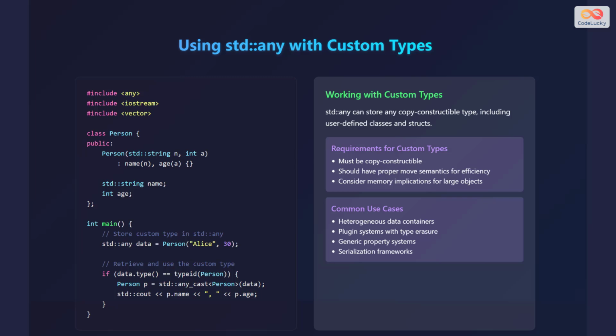Requirements for custom types include that they must be copy-constructible and should have proper move semantics for efficiency. Also, consider memory implications for large objects. Common use cases for std::any include heterogeneous data containers, plugin systems with type erasure, generic property systems, and serialization frameworks.